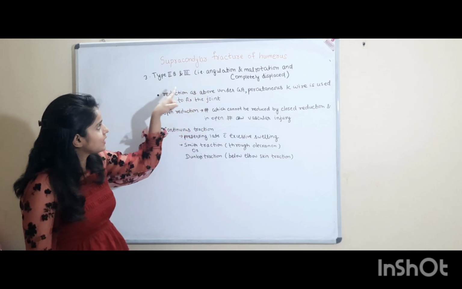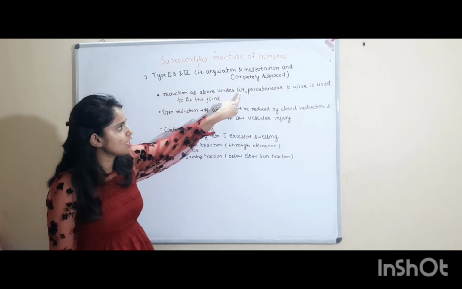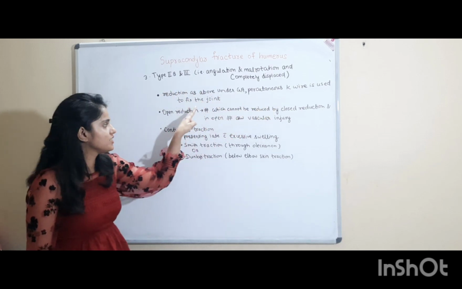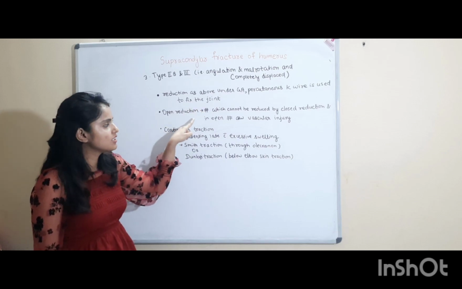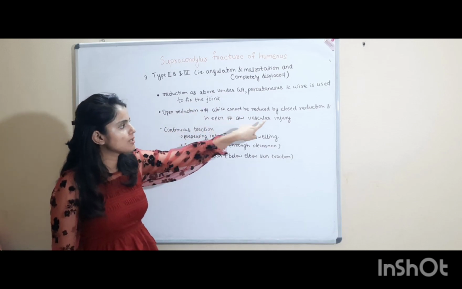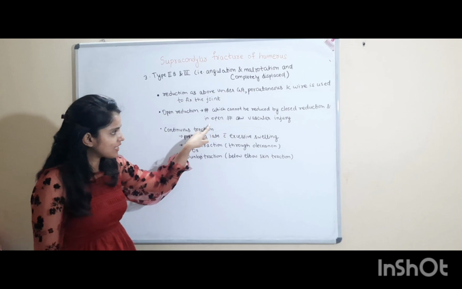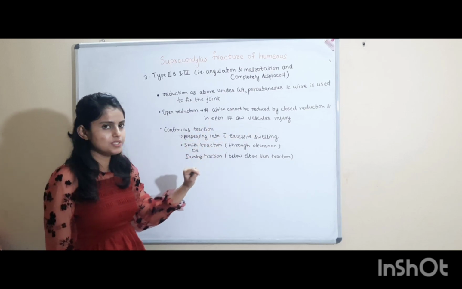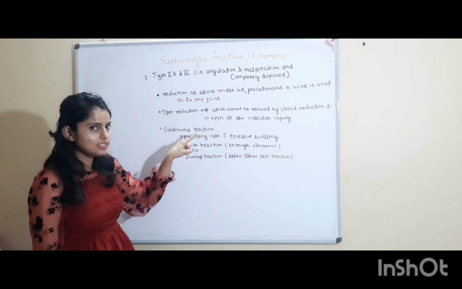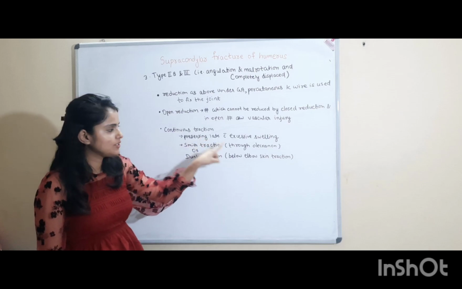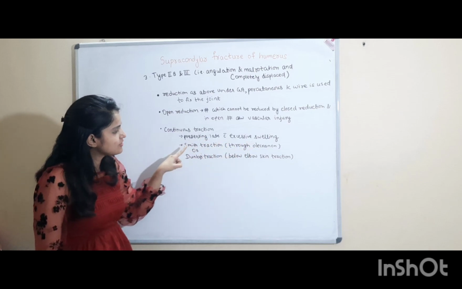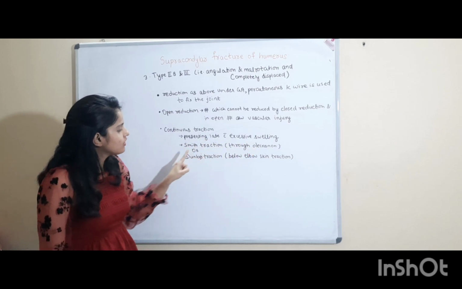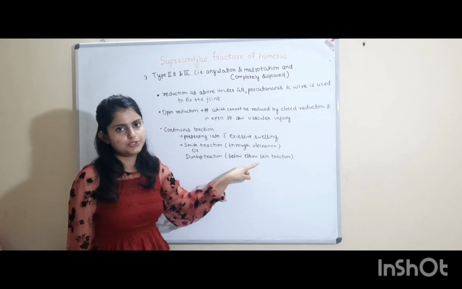In type 2B, under general anesthesia, percutaneous K-wire is used to fix the joint. Open reduction is done for the fracture which cannot be reduced by closed reduction, and in open fracture which is associated with vascular injury. And continuous traction is given for the patient who presents late with excessive swelling, for which Smith's traction through olecranon or Dunlop's traction below skin traction is used.